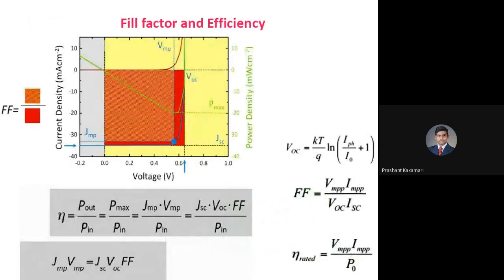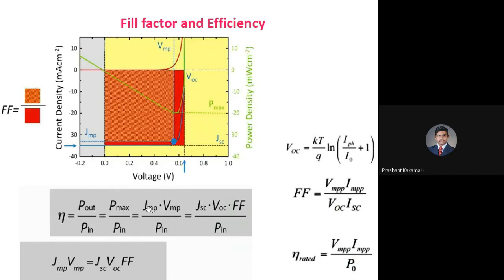Okay. Next is the efficiency. Now with the efficiency, the equation we can write is output by input power. If you take the ratio, we already know the output power from any given cell. That is the maximum current into maximum voltage. So that you can multiply.